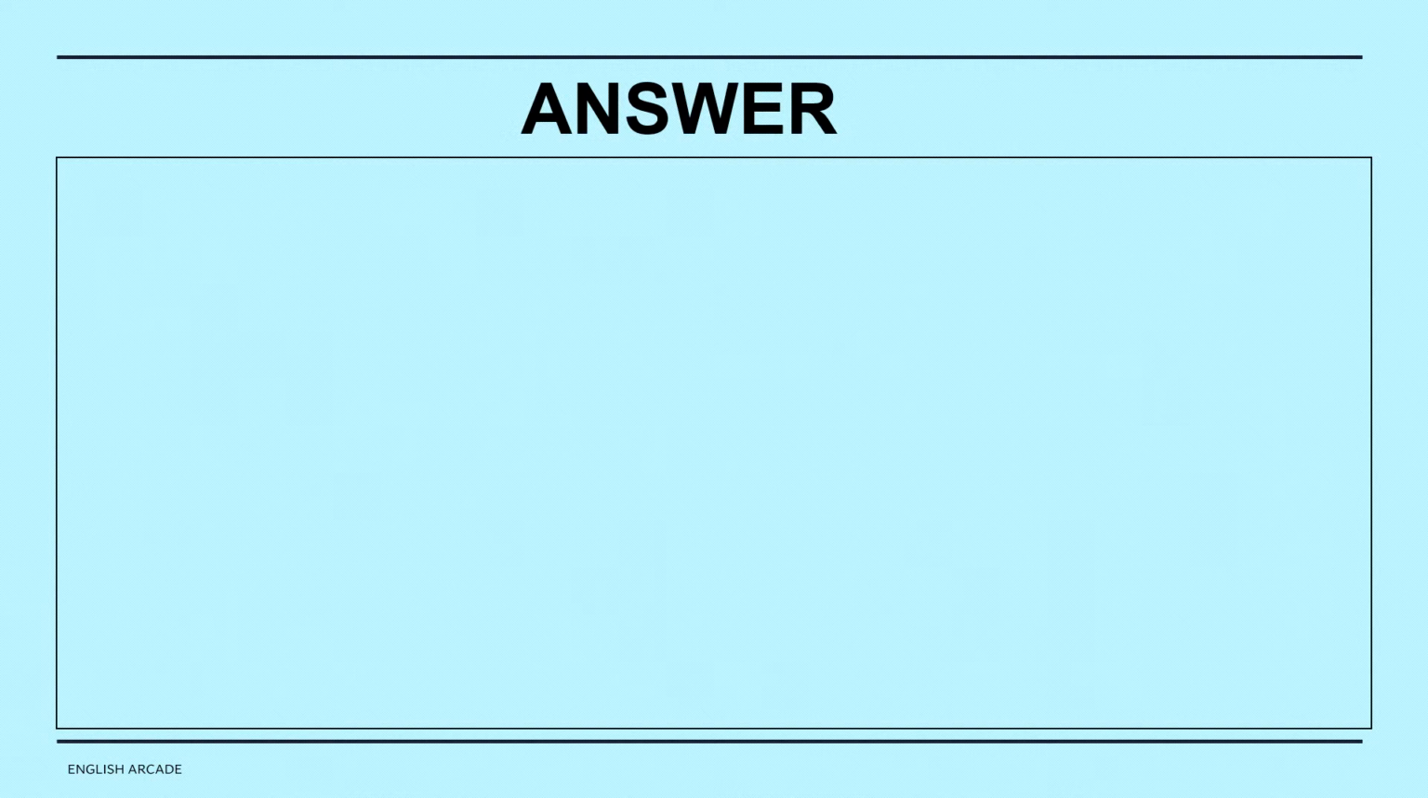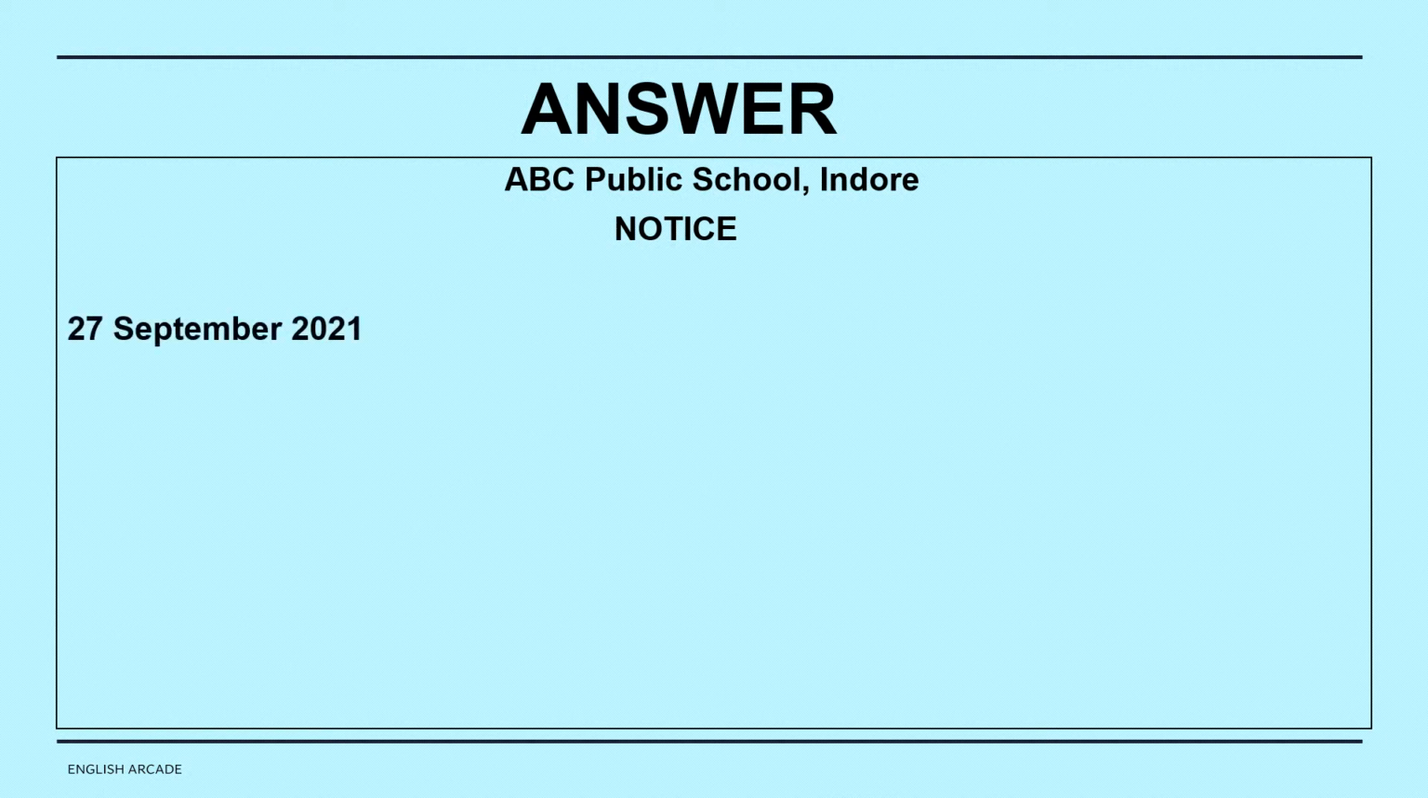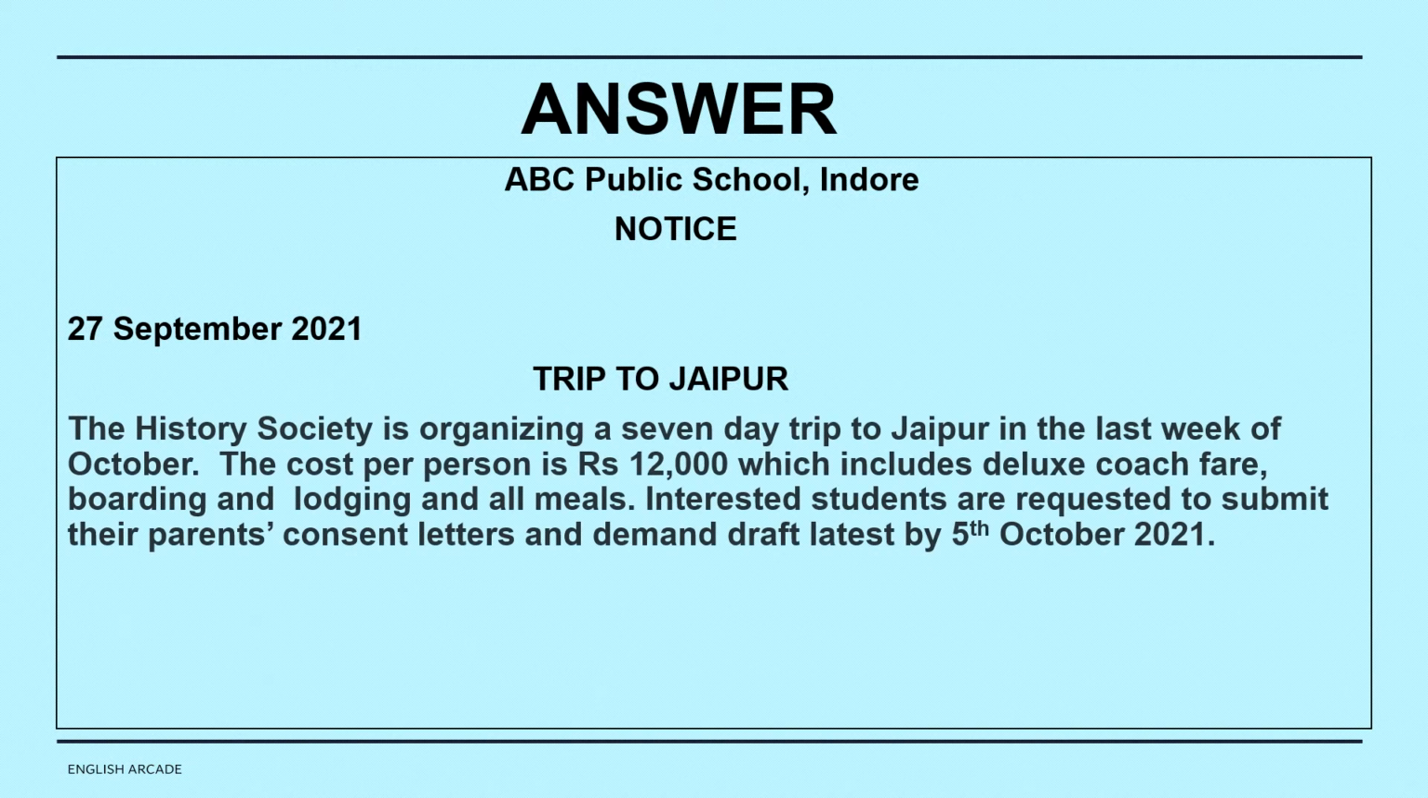First, remember to make a box, a large rectangular box. First, we write the name of the school in the center on the top. This should be followed by the word notice in the center and the date on the left. This is followed by the heading. Here, the appropriate heading would be Trip to Jaipur.